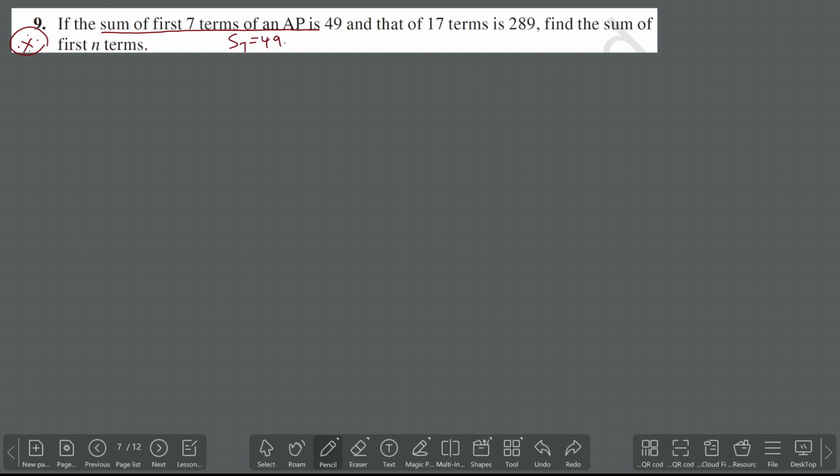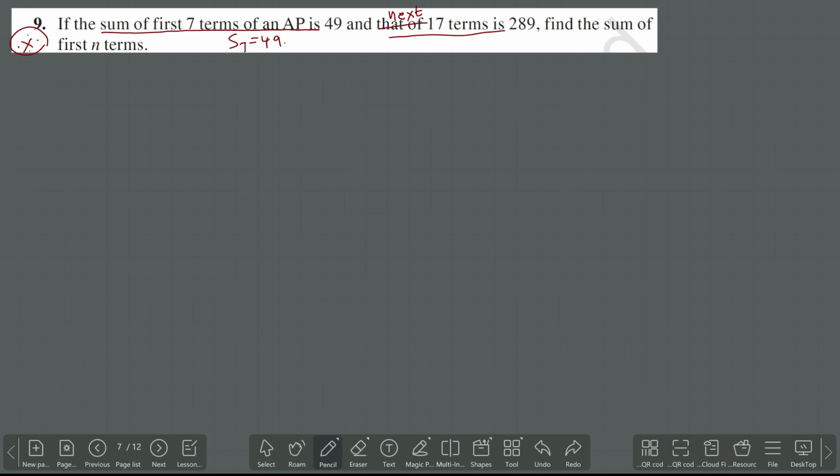Have you noticed it? The 9th question, 49, 289. Whether this comes in the 9th or not, I don't know, but really it is important. And why I am telling it is important: the first 7 terms are given as some answer, then they give that of 17 terms, S17. Here they didn't mention the first 17 terms. Instead of that, only one word they will give: next 17 terms. Then all the sums will be collapsed.